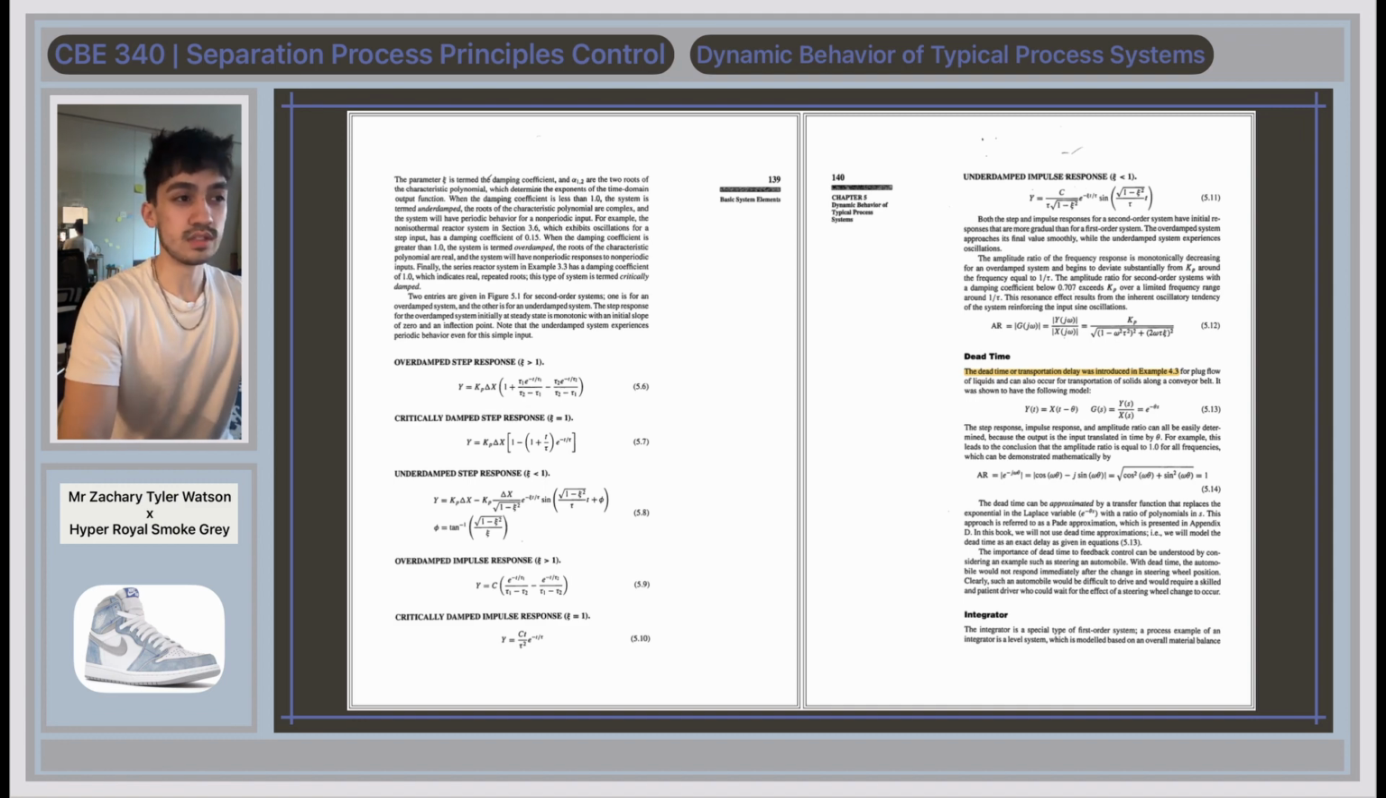The amplitude ratio for the frequency response is monotonically decreasing for an overdamped system and begins to deviate substantially from the proportional gain around the frequency equal to the inverse of the time constant. The amplitude ratio for a second order system with a damping coefficient below 0.707 exceeds the proportional gain over a limited frequency range around 1 over the time constant. This resonance effect results from the inherent oscillatory tendency of the system, reinforcing the input signal oscillations.